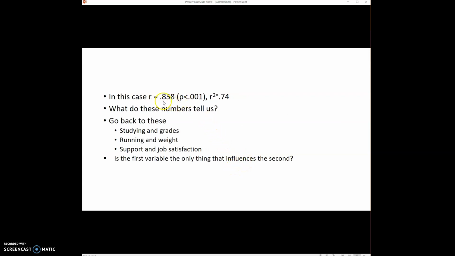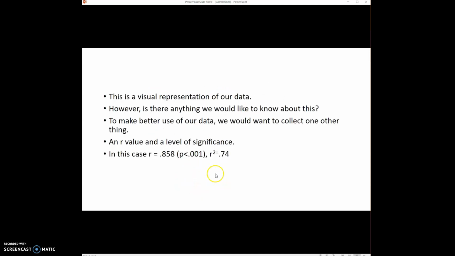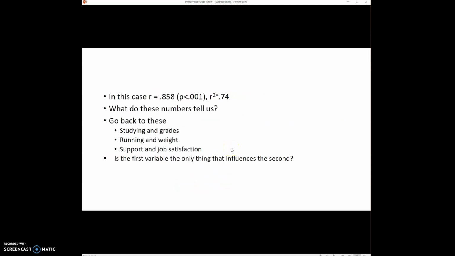So again, this is the correlation coefficient. If you square that number, you get that. That is the explained variance. That tells us how much income somebody makes is based on or is related to how many years of experience they have. The opposite of this, the 0.26, is the unexplained variance. That means that how much money somebody makes doesn't have anything to do with years of experience. It has something to do with something either we didn't measure or we don't even know.